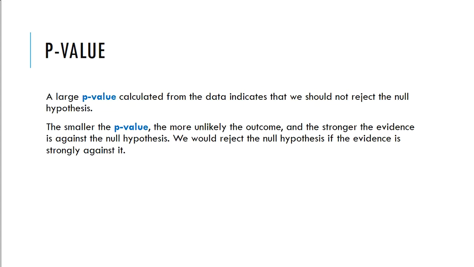A large p-value calculated from the data indicates that we should not reject the null, which means our null is good. The smaller the p-value, the more unlikely the outcome and the stronger the evidence is against the null hypothesis. We would reject the null hypothesis if the evidence is strongly against it. And like I said, with a smaller p-value, there's more evidence telling you that the null is not good.